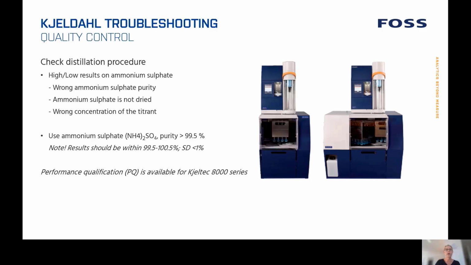If you have issues with high or low results during the quality control, when you use ammonium sulfate, you should check the purity of the ammonium sulfate. The purity should be above 99.5%. You should also dry the ammonium sulfate before you weigh in. And you should check the concentration of the titrant used in this quality control.